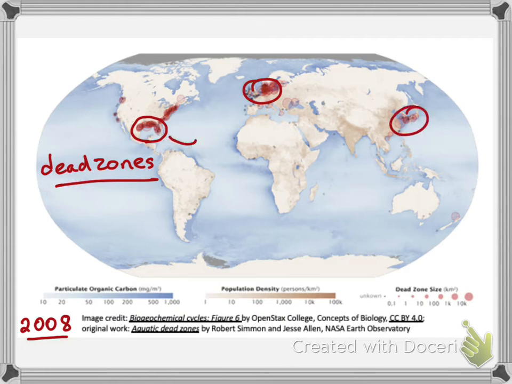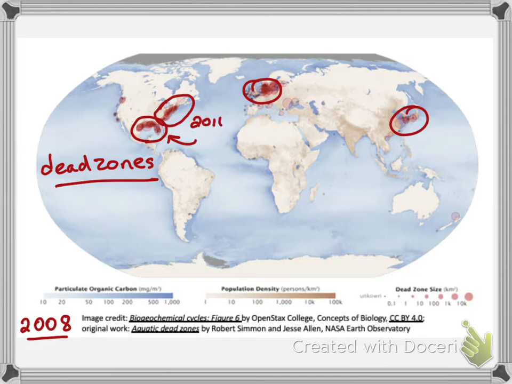So this dead zone off the coast of the Gulf of Mexico is because fertilizer runoff from the Mississippi River Basin created this dead zone, and it was actually over 8,463 square miles large. But if you look here, you can see dead zones off of the East Coast as well.